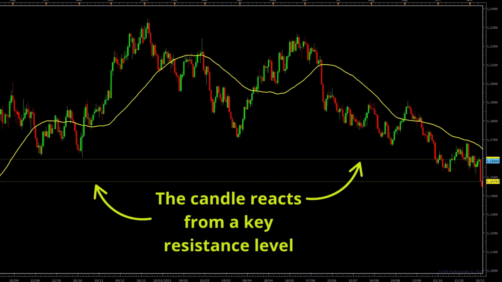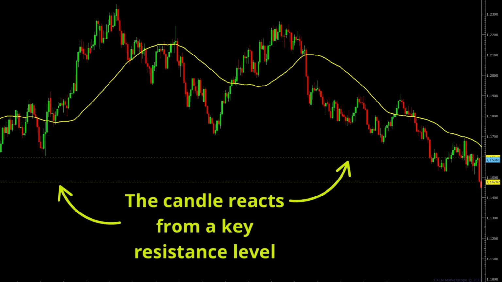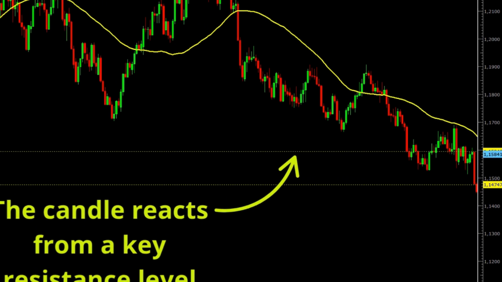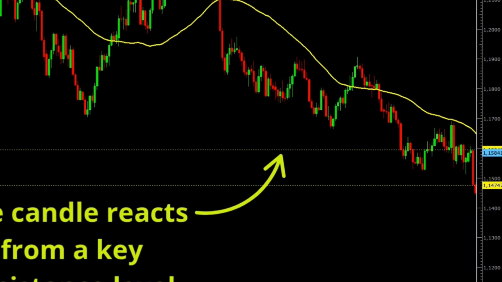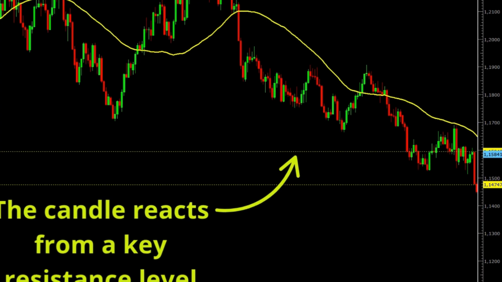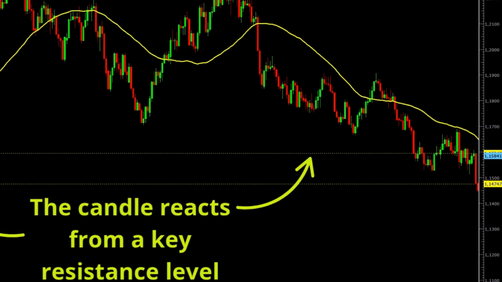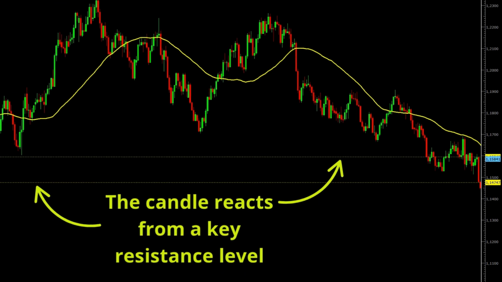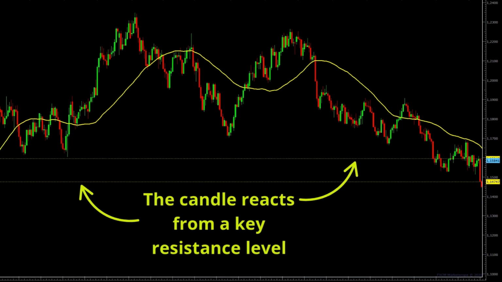Finally, we look at the structural confirmation. The candle must react from a key resistance level. In this wider chart, the price moved up to the horizontal resistance line, was sharply rejected, and formed our strong setup candle below the SMA 50. This tells us that sellers are aggressively defending this key structural area.